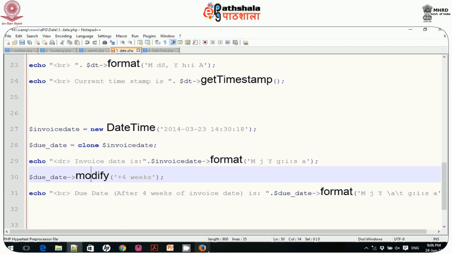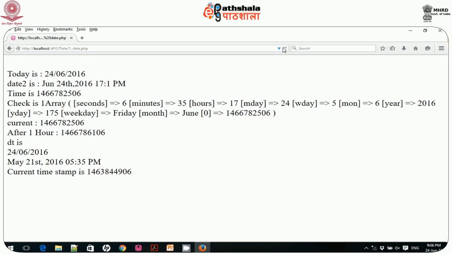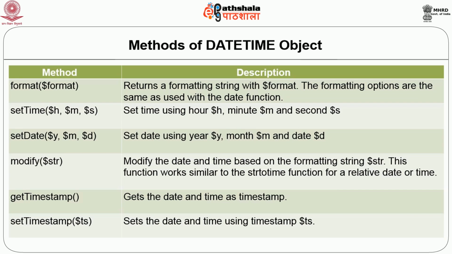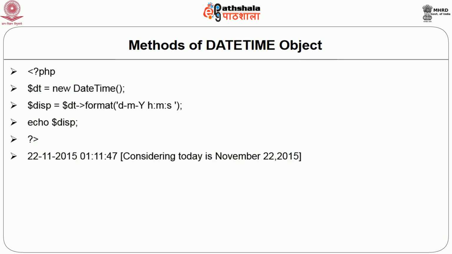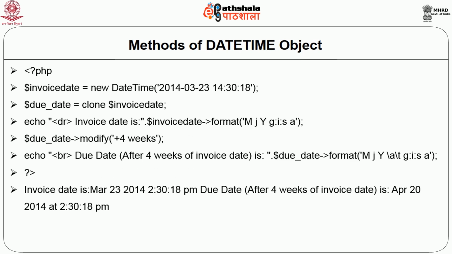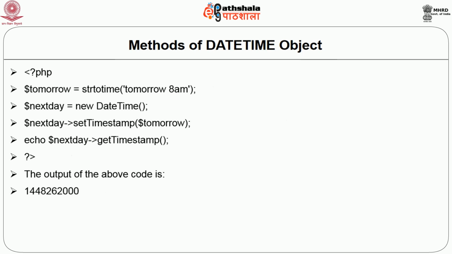Let me save this file and execute this one. So invoice date is March 23 and after 4 weeks it is April 20. This is a useful function that you can use, and this function will be very helpful to you. In the same way you can check for tomorrow and all these values.